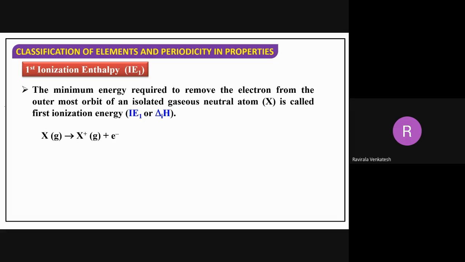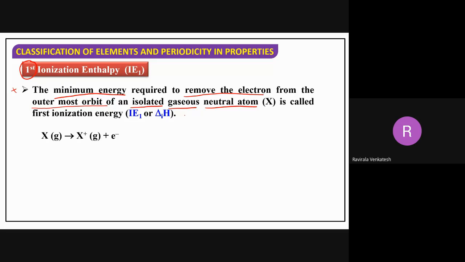See, whatever definition I gave, if you observe, this is the first ionization energy. What is the meaning of first ionization energy? Removing the first electron. Second ionization energy, the second electron, like that. So observe here, the minimum energy required to remove an electron from the outermost orbit of an isolated gaseous neutral atom is called what?